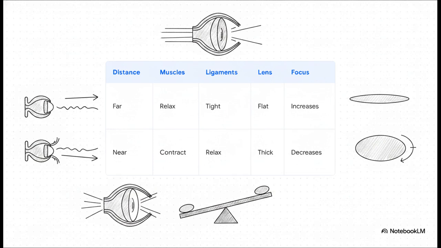Now reading across the bottom row, if the object distance is near, literally everything flips. The ciliary muscles contract, ligaments relax, the lens thickens, and the focal length decreases. If you can visually memorize the opposing flow of these two rows, you will absolutely dominate any question on this topic. It's a perfect logical seesaw of biological mechanics.